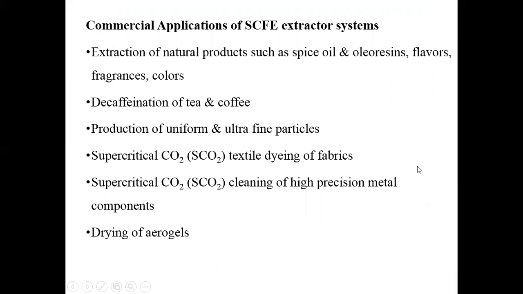So commercial applications of supercritical fluid extraction. Extraction of natural products such as spice oil and oleoresins, flavors, fragrances, and colors. Decaffeination of tea and coffee. Production of uniform and ultrafine particles. Supercritical fluid used in textile dyeing of fabrics. Supercritical fluid cleaning of high precision metals, components, and drying of aerosols.